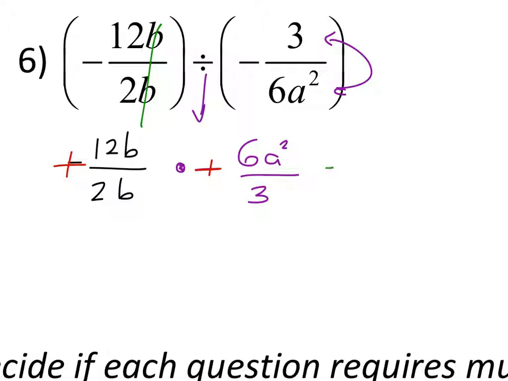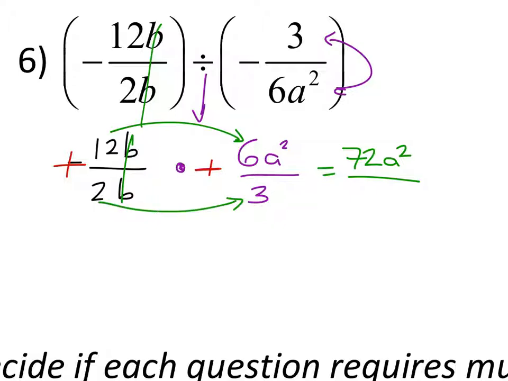And this gives us, I'm going to cancel out those b's actually, so that we can see that, hopefully, they cancel out right away. 12 times 6 is 72, then we got the a squared, and then 2 times 3 is 6. Well, 72 divided by 6 is 12. And then we're just left with that a squared.